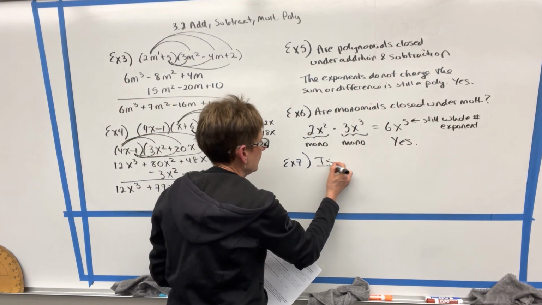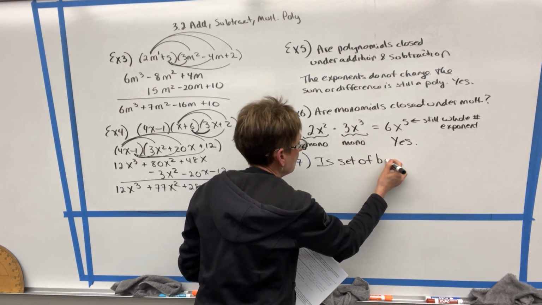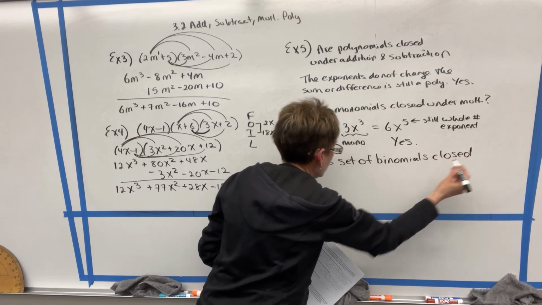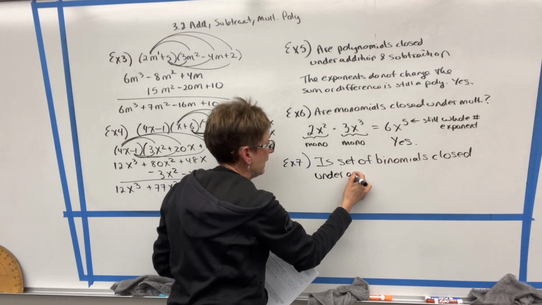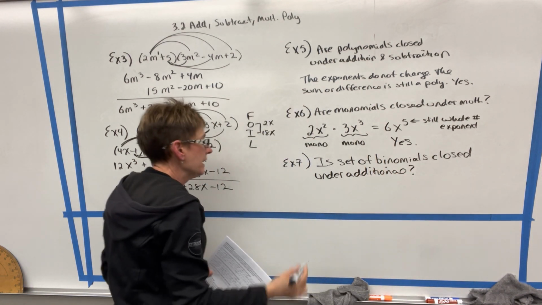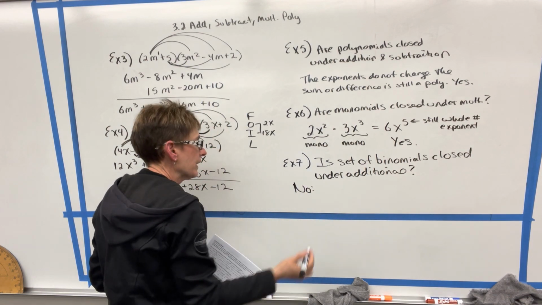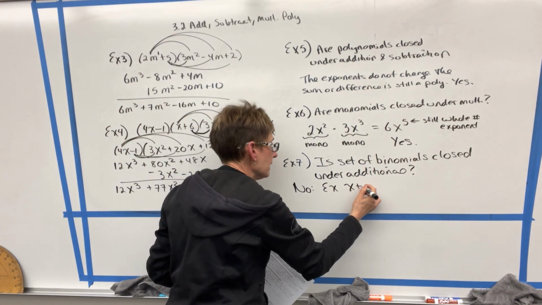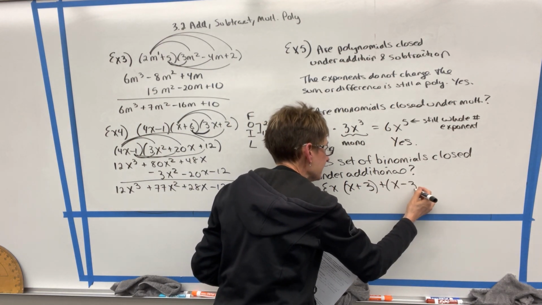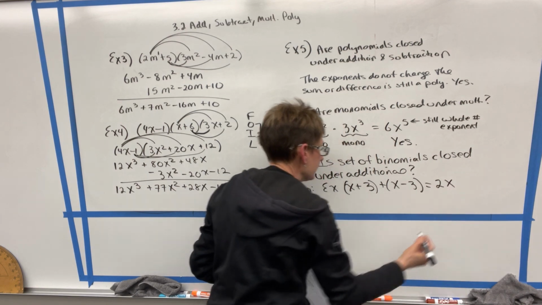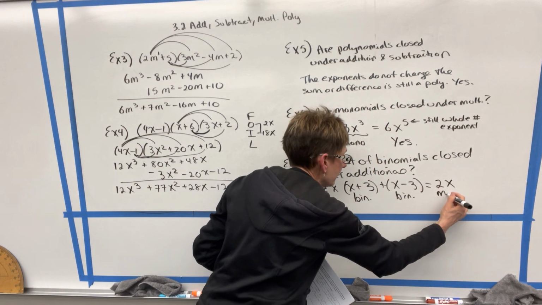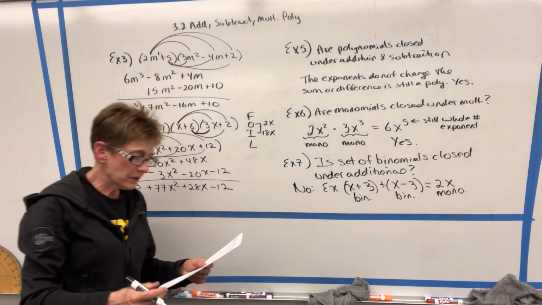So is the set of binomials closed under addition? For example, if I add 2 binomials, do I always get another binomial? The answer is going to be no. For example, x plus 3 plus x minus 3 is going to be 2x. So I have a binomial plus a binomial equaling a monomial. So that would not be closed.